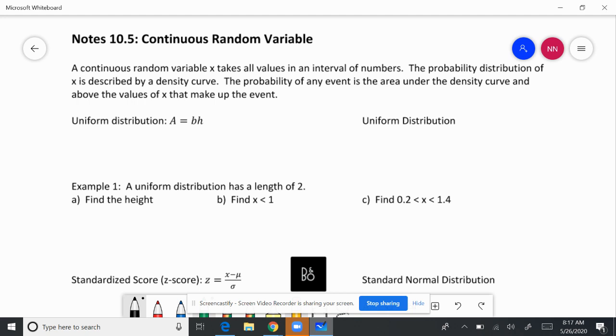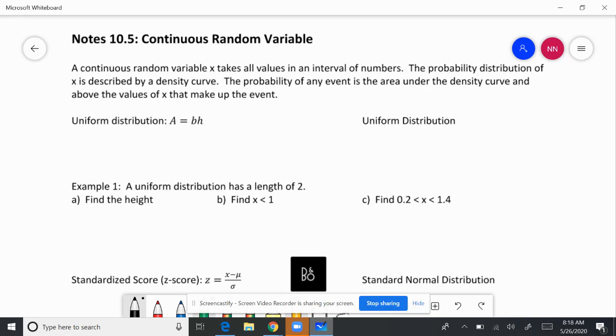We're going to look at continuous random variables. Before, we looked at discrete random variables. With discrete random variables, we're talking about a specific probability where we have a countable number of probabilities in our distribution. With a continuous random variable, we have an infinite amount of probabilities. So what we do is we represent it with a curve.